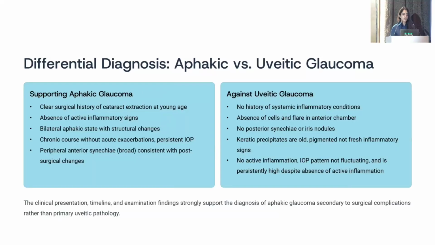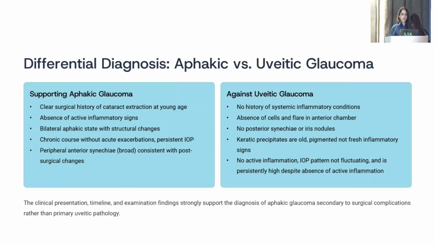So how did we differentiate this from uveitic glaucoma? The points supporting aphakic glaucoma were clear surgical history of cataract extraction at young age, absence of active inflammatory signs, bilateral aphakic state with structural changes in both eyes, chronic course without acute exacerbations, persistent IOP elevation, and peripheral anterior synechiae that were broad, consistent with post-surgical changes.